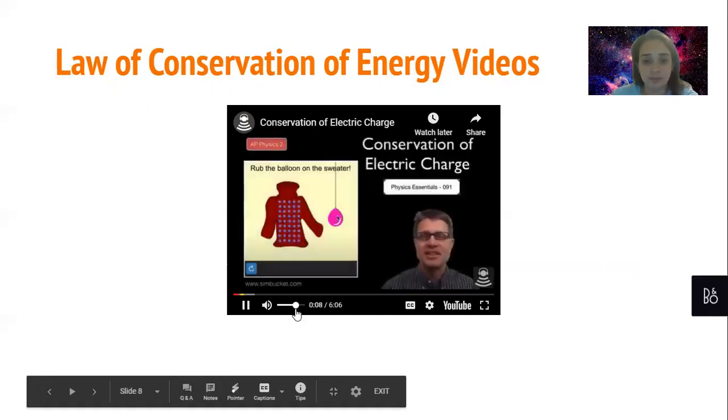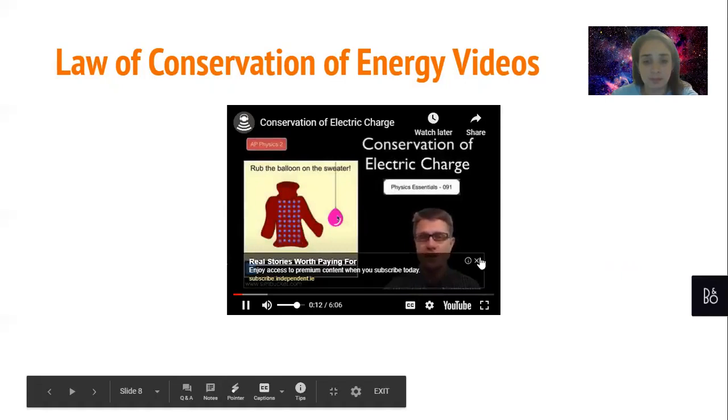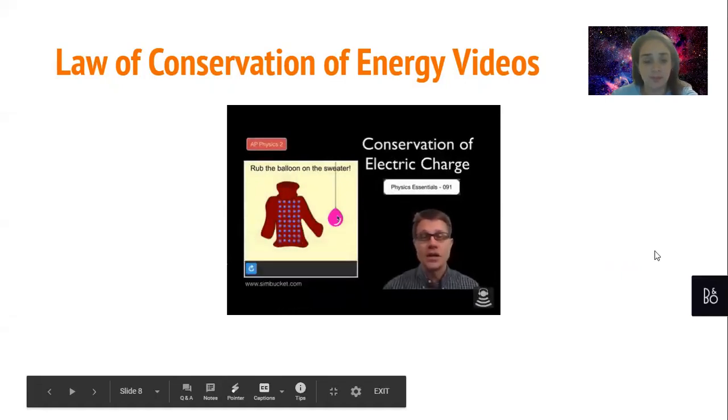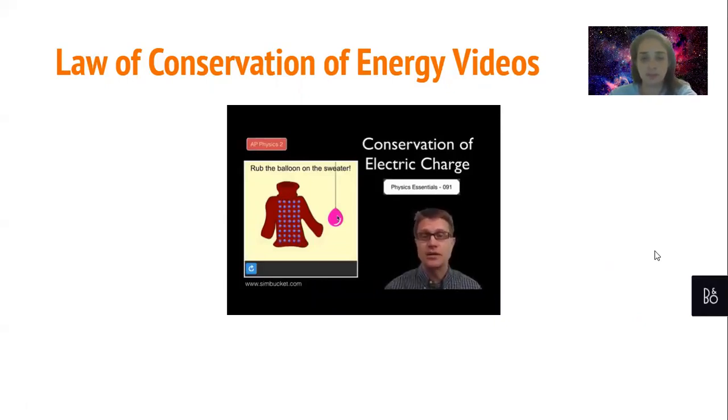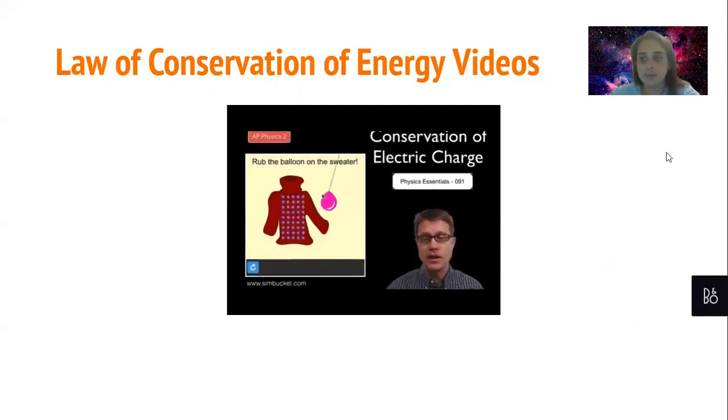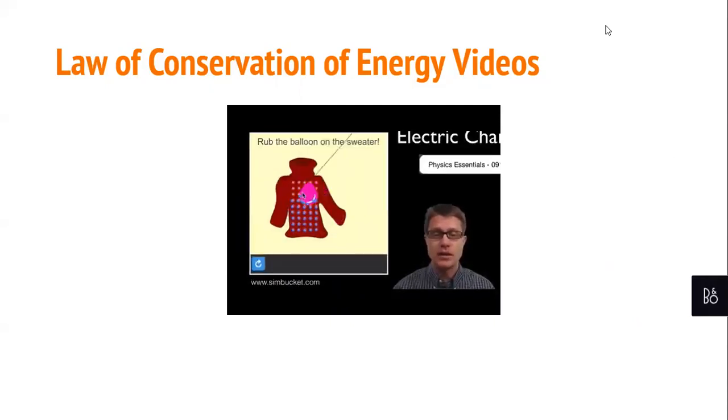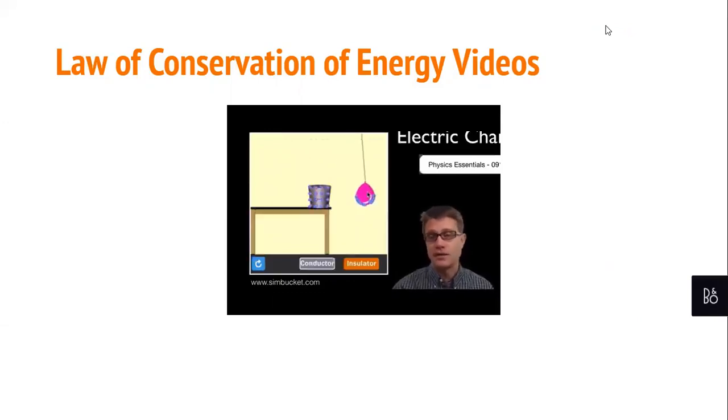Hi, it's Mr. Anderson, and this is AP Physics Essentials, video 91. It's on the conservation of electric charge, and this is among objects inside a system. We're going to start with a simulation. This is from simbucket.com, a group of physics teachers in Illinois. What I'm going to do is take a balloon and rub it on a sweater, and it's going to pick up the electrons. It's going to pick up a negative charge.